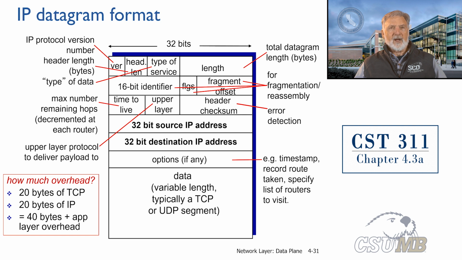The answer is 40 bytes, with 20 bytes for TCP and 20 bytes for the IP header. Note there is also overhead in the application layer. The amount of this overhead is dependent upon the application.